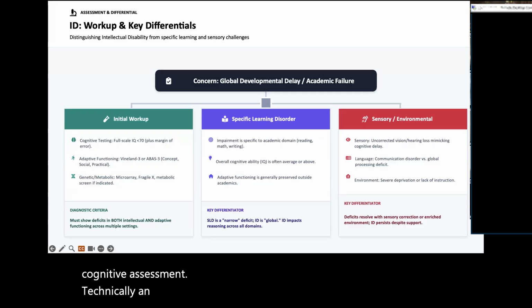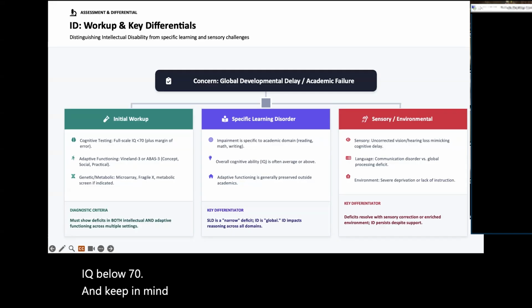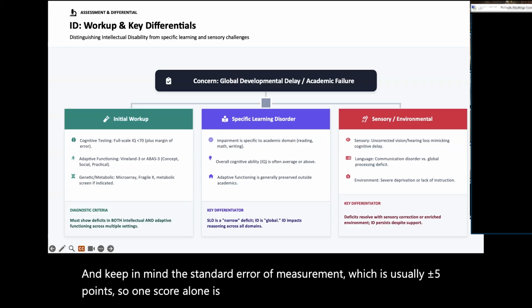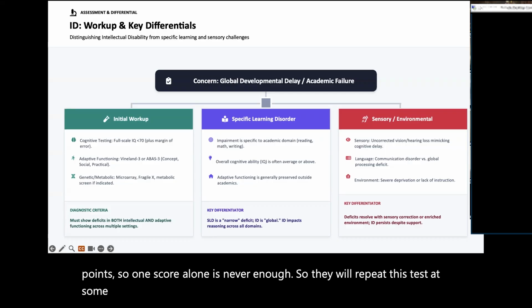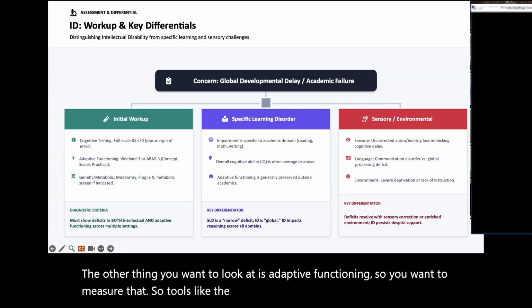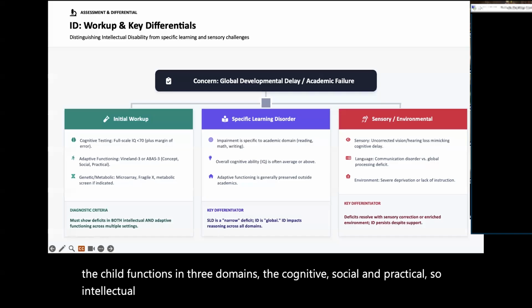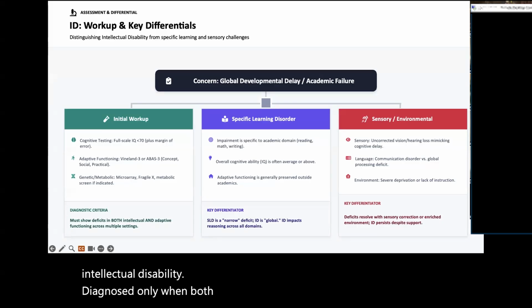Technically, an intellectual disability requires a full-scale IQ below 70. And keep in mind the standard error of measurement, which is usually plus or minus 5 points. So one score alone is never enough. They will repeat this test at some point. The other thing you want to look at is adaptive functioning, so you want to measure that. Tools like the Vineland-3 or the ABAS-3 assess how the child functions in three domains, the conceptual, social, and practical. Intellectual disability is diagnosed only when both intellectual and adaptive deficits are present across real-world settings.